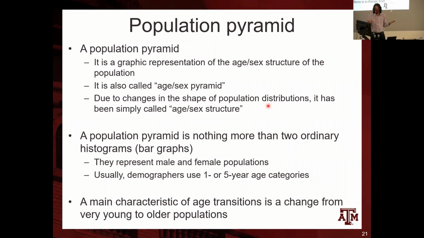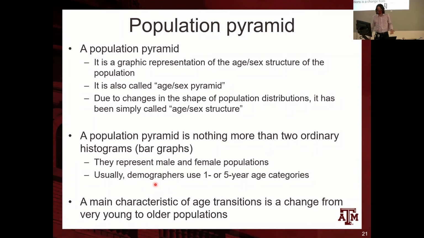The population pyramid is pretty much two bar graphs together. You have the horizontal bars, and then you have on one side men, the other side women. That's the horizontal. And in the vertical axis, you have the age groups, right? So you have the sex structure, men and women on each side, and then the age groups in the vertical axis. The population pyramid is nothing more than two ordinary histograms that represent male and female populations, and usually demographers show them in 5-year age groups. For societies that have more refined information, they show the pyramid with data for every single age, for 1-year age categories.